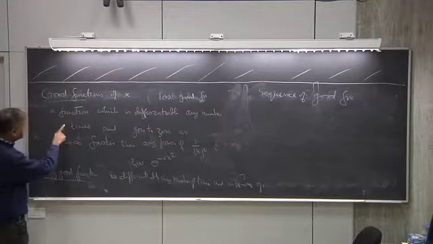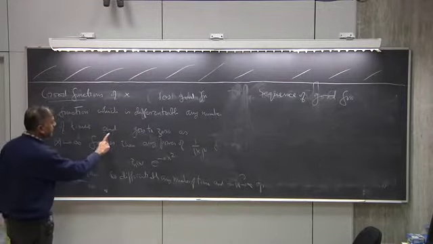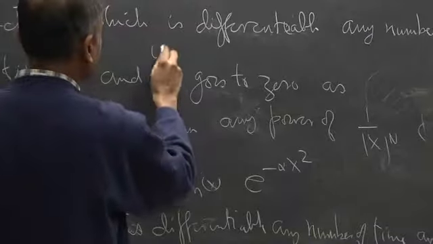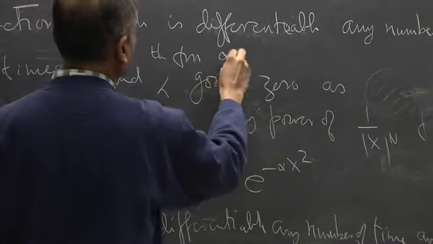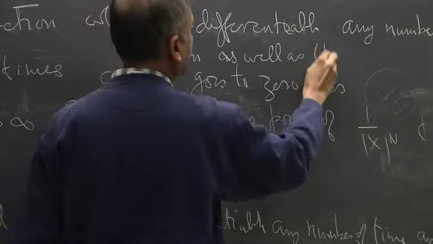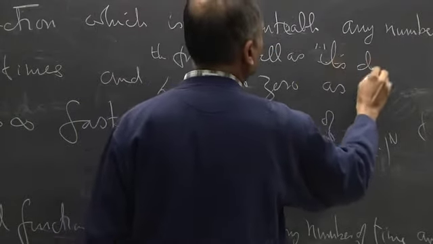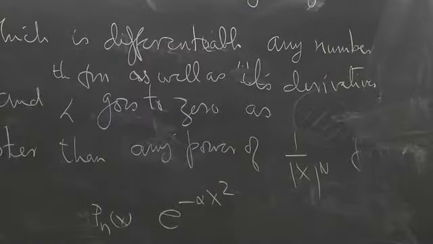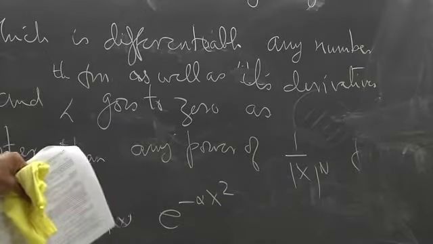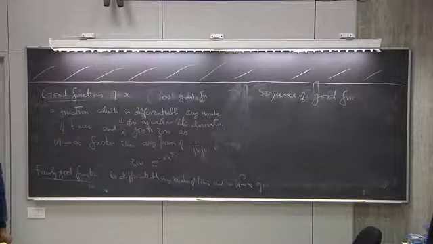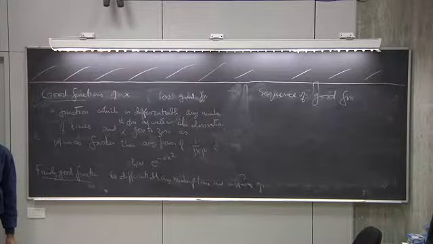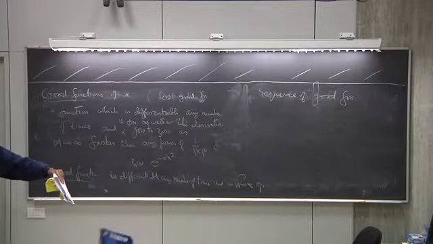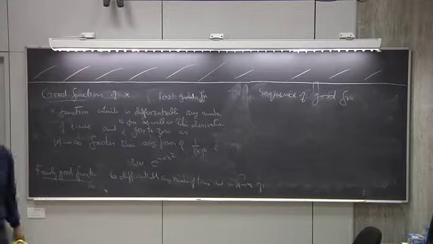Sorry, one more thing I should have added here. The function is differentiable any number of times, and if the function, as well as its derivatives, go to 0 faster than any power of x, which is true for the Gaussian, because d^n e^(-x^2) by dx^n was an nth degree polynomial times e^(-x^2) again. So also the derivatives go faster than any power, I mean, go to 0 exponentially actually. So this is indeed satisfied.